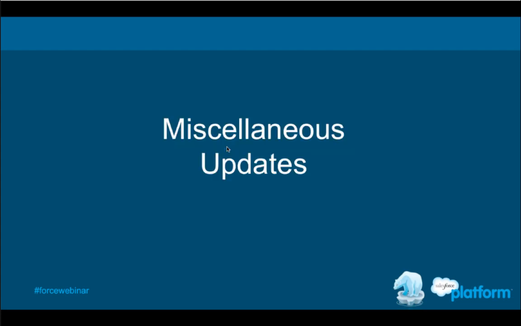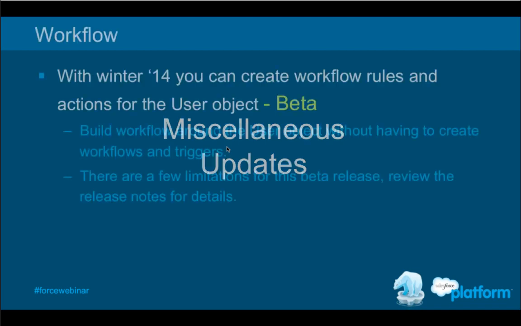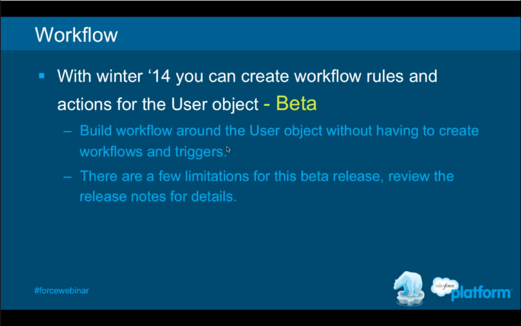There are a few miscellaneous updates that are also worth mentioning in the Winter 14 release. One, I don't know if those of you who have built declarative workflows in the past, which I'm going to assume is probably everybody listening, have been stonewalled, sandbagged, stymied, flummoxed, bewildered, befuddled, whatever, with the fact that you cannot include the user object inside of a workflow. Well, now in Winter 14, we're working towards changing that. So we have a new beta feature that's coming out that allows you to actually build workflow around the user object. This is really powerful if you think about it, right?